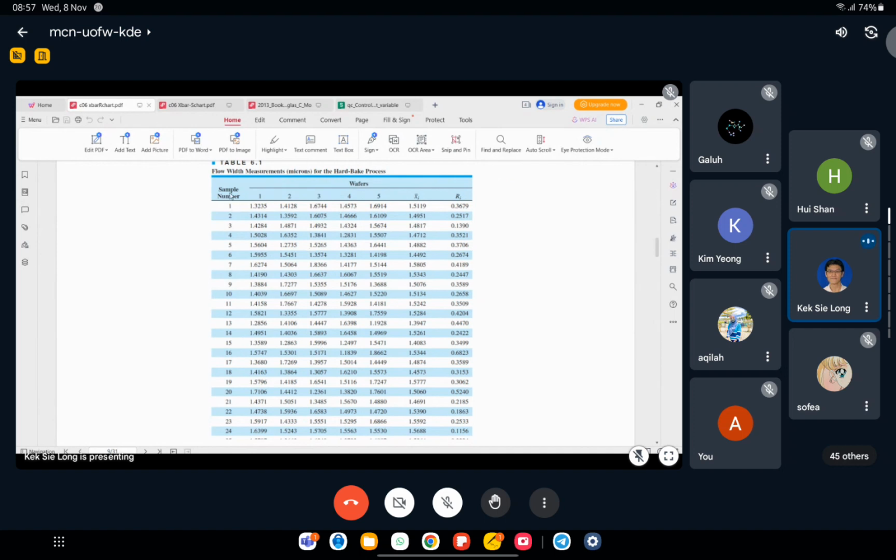So how to key in? You key in sample 1: 1, 2, 3, 4, 5. Sample 2: 1, 2, 3, 4, 5. So you key in like this, row by row. You understand what I mean? First the sample number, and then 1, 2, 3, 4, 5. Try to key in row by row. So after 10 minutes, we will discuss how to calculate X bar and R.